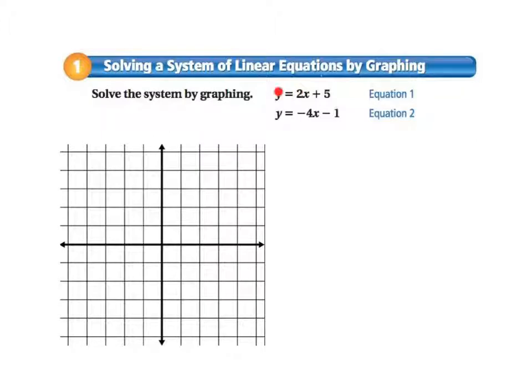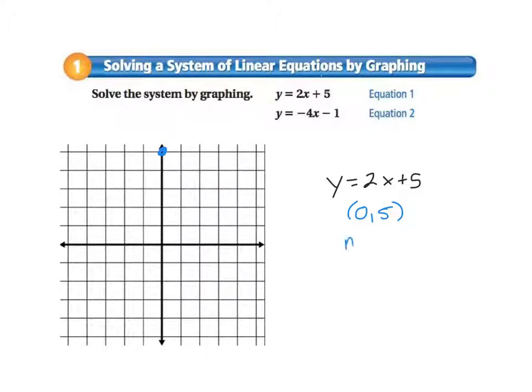Okay, so let's look at this first example. So here's our system. We have y equals 2x plus 5, and we have y equals negative 4x minus 1. So I'm going to start by graphing this first line, y equals 2x plus 5. So remember, we start with the y-intercept. So our y-intercept is going to be (0, 5). So I'm going to plot that point right here.